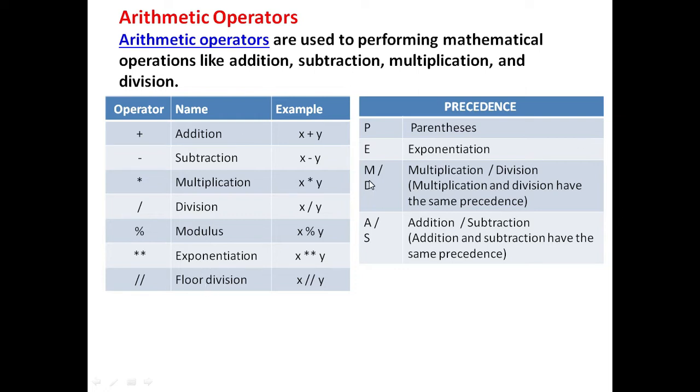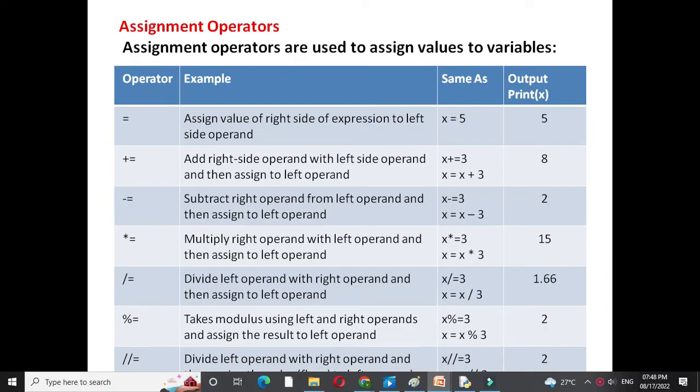The precedence for these operators is: first parenthesis is evaluated, then exponential, then multiplication and division, and last addition and subtraction. Next is the assignment operator. These operators are used to assign values to the variable. Different assignment operators are equal, which assigns the value of the right side expression to the left side operand.